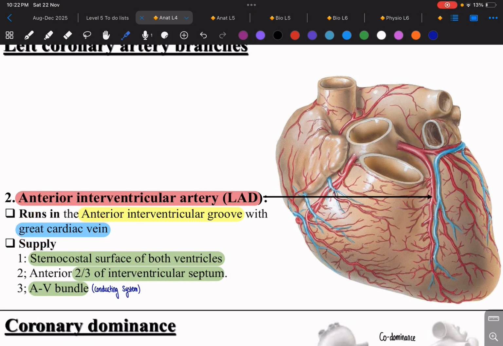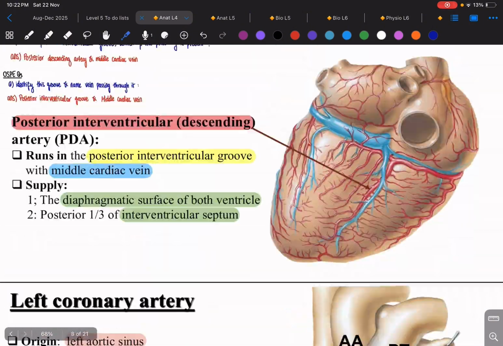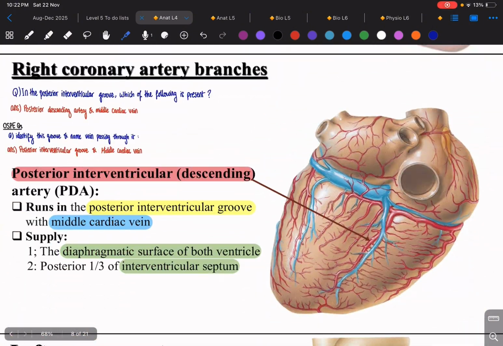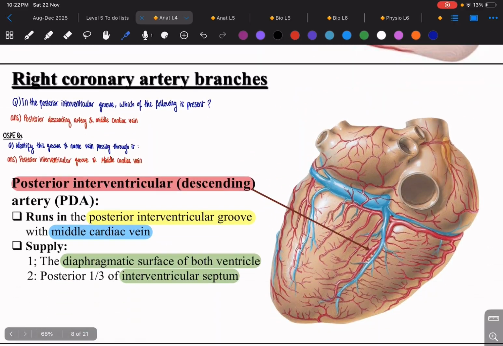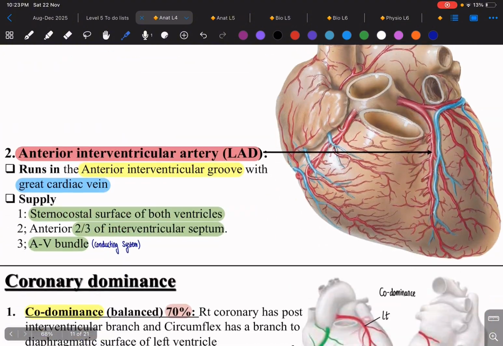What does it supply? Similar to what the PDA supplies, it supplies the sternocostal surface of both ventricles, whereas the posterior one supplied the diaphragmatic surface of both ventricles. And for the interventricular septum, as we said above, the posterior artery supplies 1/3 of the interventricular septum, while here it's the remaining 2/3.